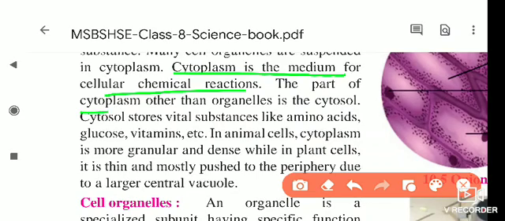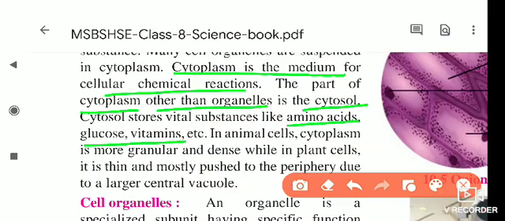The part of the cytoplasm other than organelles, which are the organelles? The nucleus is there, Golgi apparatus is there, then mitochondria, then endoplasmic reticulum. These are all the cell organelles. Other than the cell organelles, the remaining part is called cytosol. The cytoplasm has organelles and the cytosol. If we take out the organelles from the cytoplasm, the remaining part is called cytosol. And cytosol stores the vital substances I told you: amino acids, glucose, and vitamins.